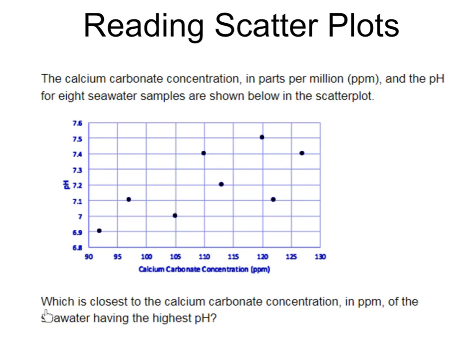So now the question that they're asking, which is closest to the calcium carbonate concentration of the seawater having the highest pH? So I'm looking at the pH and I want the highest number. And the highest point is this one over here. So they're just asking what's the x value over here? What's the calcium carbonate? And it would be 120. And that's the answer.